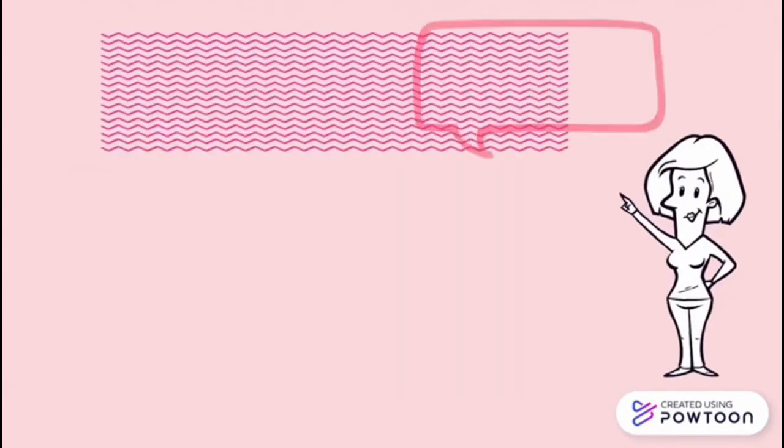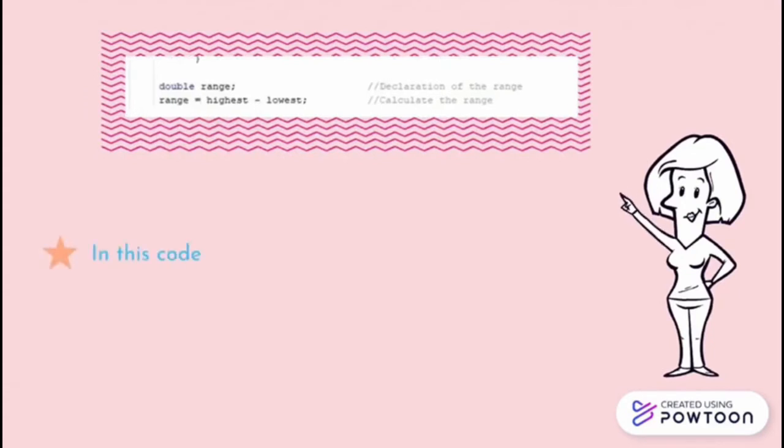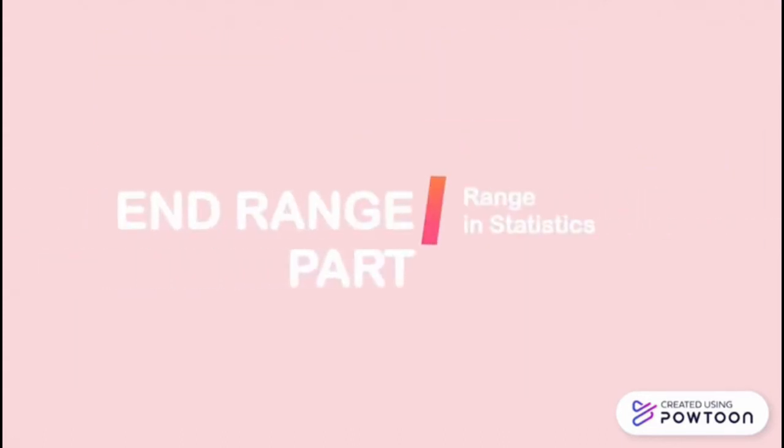Range code segment. In this code segment, the variable range is declared as double. To get the value of the range, the highest value will minus the lowest value. End of range part. Let's move on to the next part.